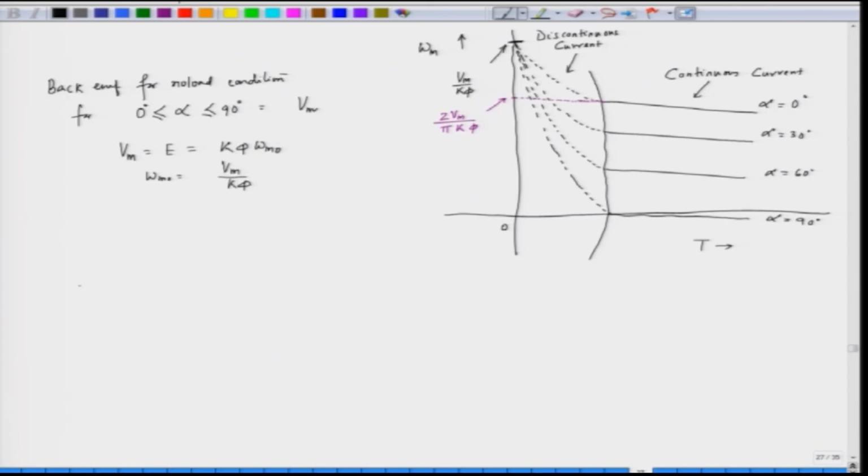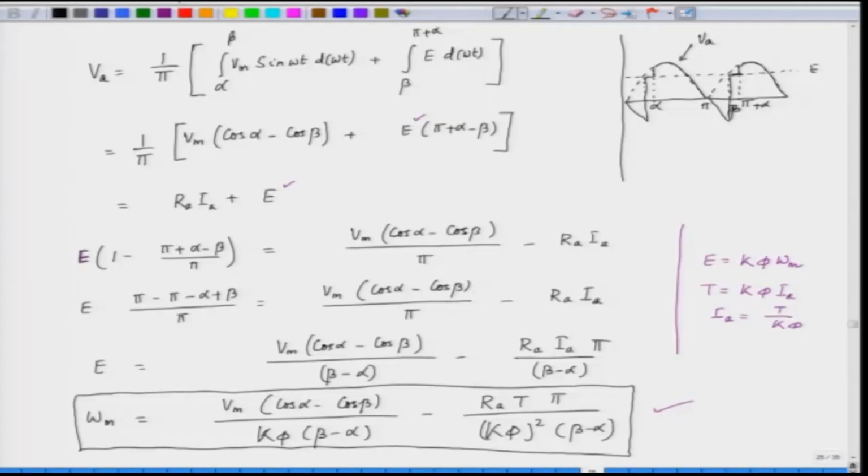Now, what we see here is that for discontinuous current operation the load is less. So, for a given alpha, if the load is reduced, the motor enters into discontinuous current operation, and for discontinuous current operation the equation is this equation. So, this equation is for discontinuous current operation.